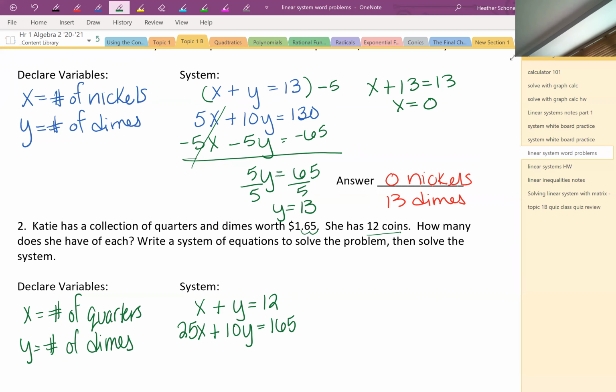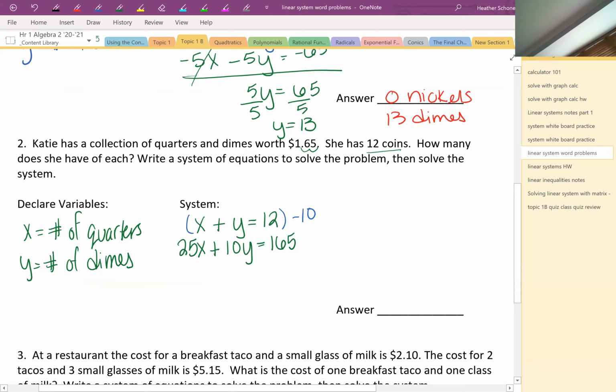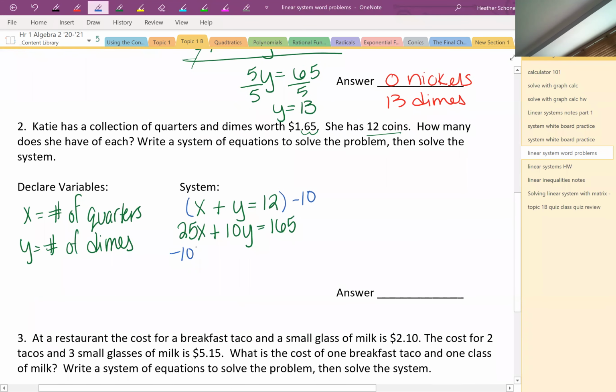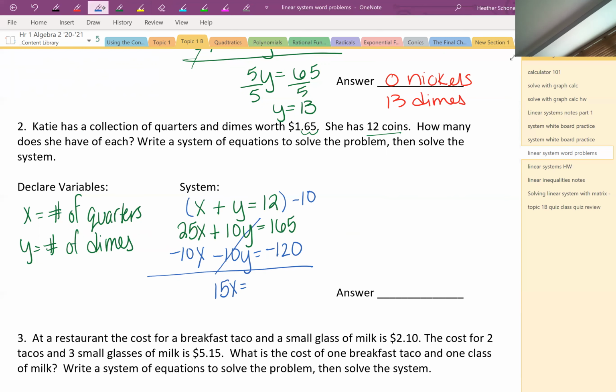Okay, now we need to solve. So to solve, we are going to multiply the top equation. How about we multiply it by -10 this time? That's going to give us -10x minus 10y equals -120. When we add that together, the y's cancel and I get 15x equals 45. So then to solve, I'm going to divide by 15.